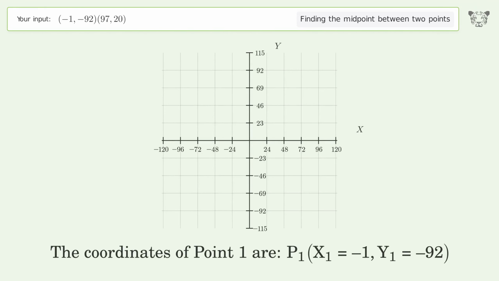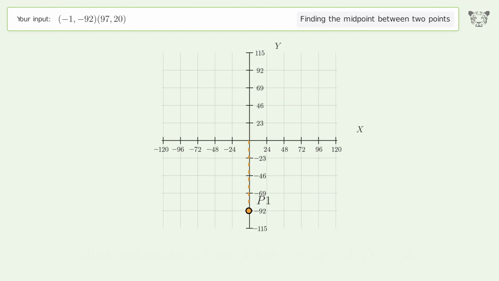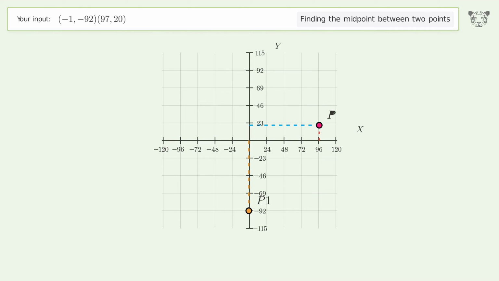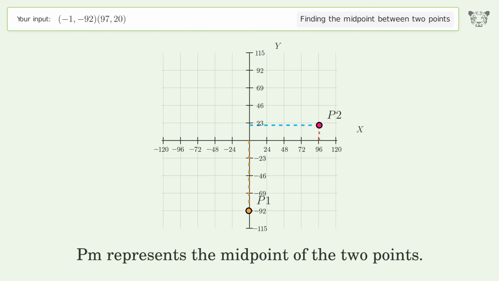The coordinates of point 1 are, x1 equals negative 1, y1 equals negative 92. The coordinates of point 2 are, x2 equals 97, y2 equals 20. PM represents the midpoint of the 2 points.